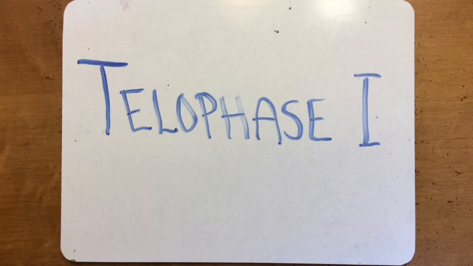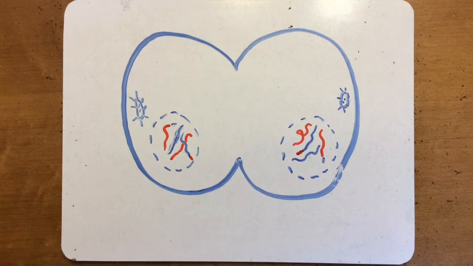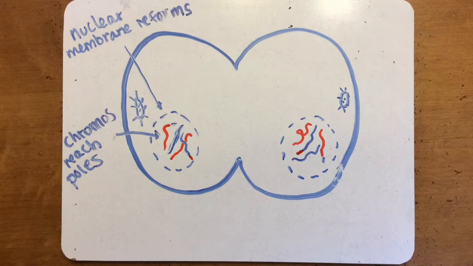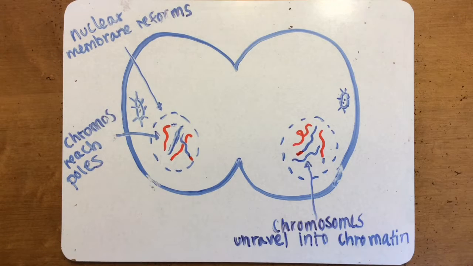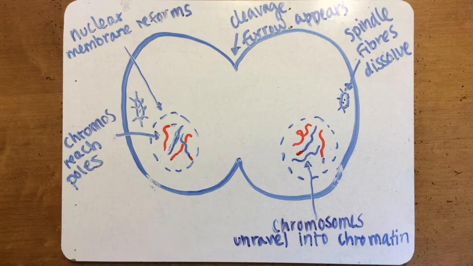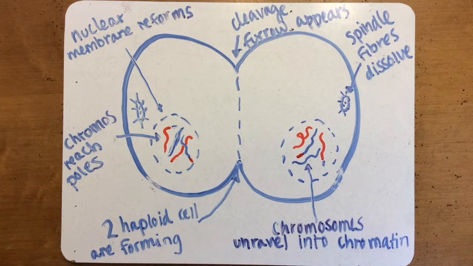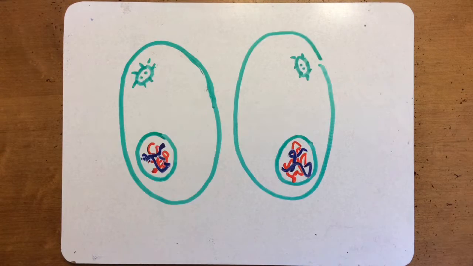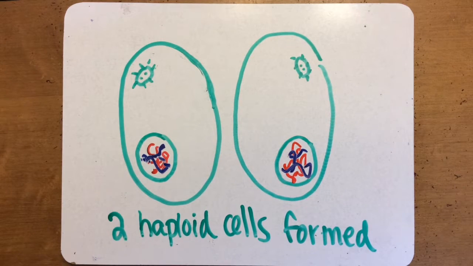The fifth phase of meiosis 1 is called telophase 1. It looks like this. This is when the nuclear membrane reforms, the chromosomes reach opposite poles, the chromosomes unravel into chromatin, and the spindle fibers have dissolved. This is also when the cleavage furrow appears and two haploid cells are forming. The last phase of meiosis 1 is cytokinesis 1. It looks like this, and it is when the two haploid cells are completely formed.